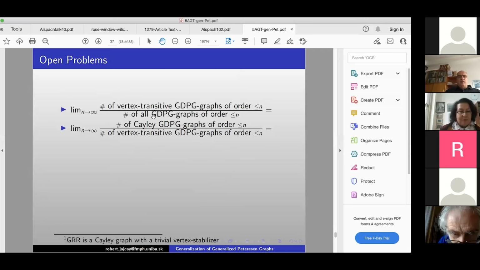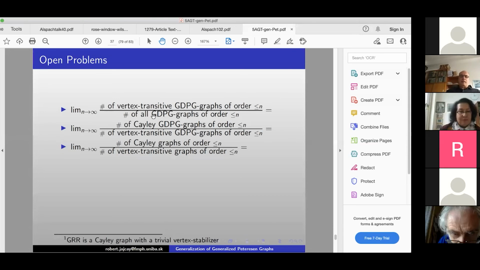And the rest of the questions are more general. They don't concern just our new family, but I really would like to see one day these problems solved. So I will advertise. What's the ratio of Cayley graphs within the family of vertex-transitive graphs in general? Even if you think that our family is very special, this is an absolutely general question about vertex-transitive graphs. What is the proportion of Cayley graphs among all vertex-transitive graphs? Do they form the majority? So is this limit equal to 1? Or do they gradually disappear, and this limit is possibly 0?